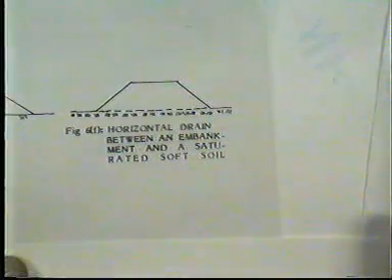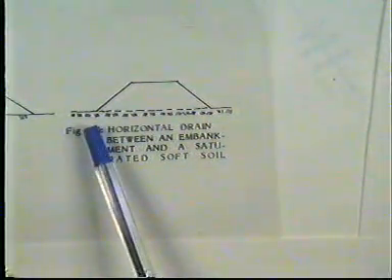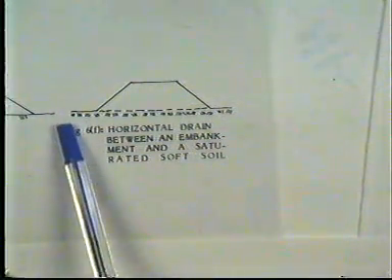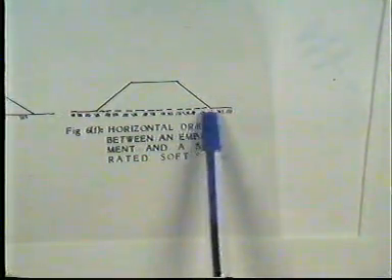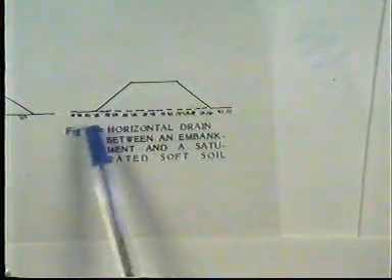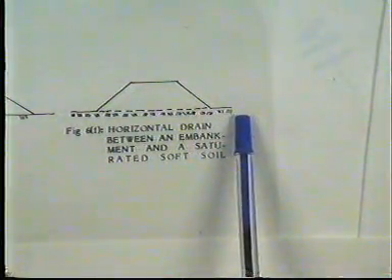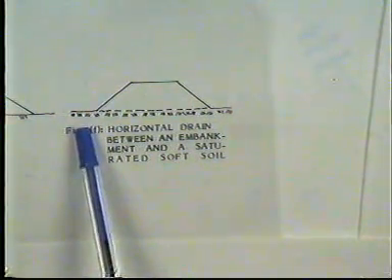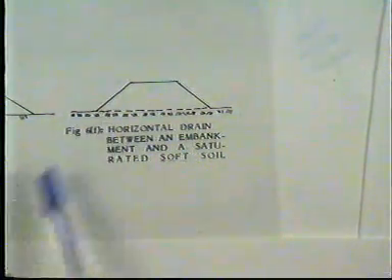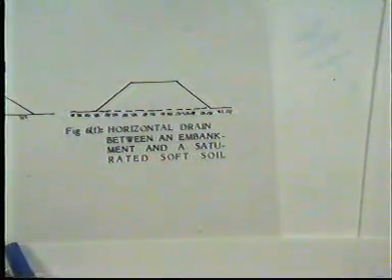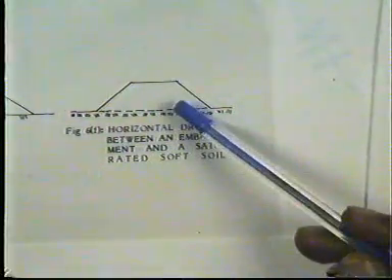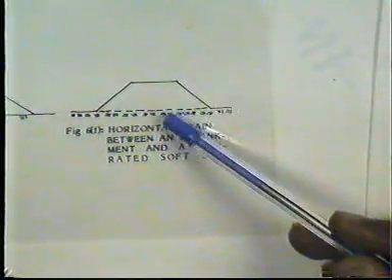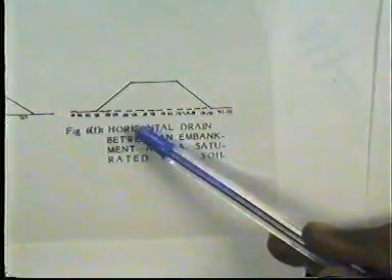In case of the embankment construction, we can use the geotextile material at the base of the embankment, and here the geosynthetics material acts as a drainage, and the geosynthetic material has been placed between an embankment and the saturated, soft soil.